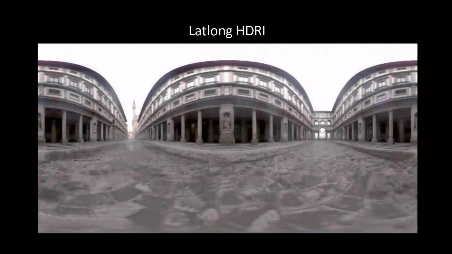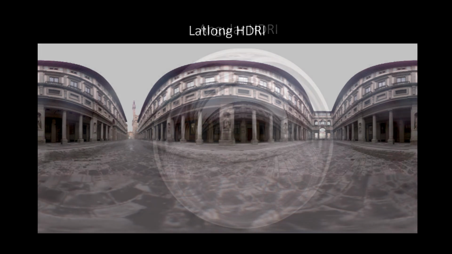A lat long HDR refers to a high dynamic range image that is formatted using a latitude and longitude projection. Essentially, it captures a 360-degree view of an environment where each pixel corresponds to specific geographical coordinates on a sphere. So this allows us to get accurate lighting calculations in any 3D application based on up, down, and left, right directions within the scene.